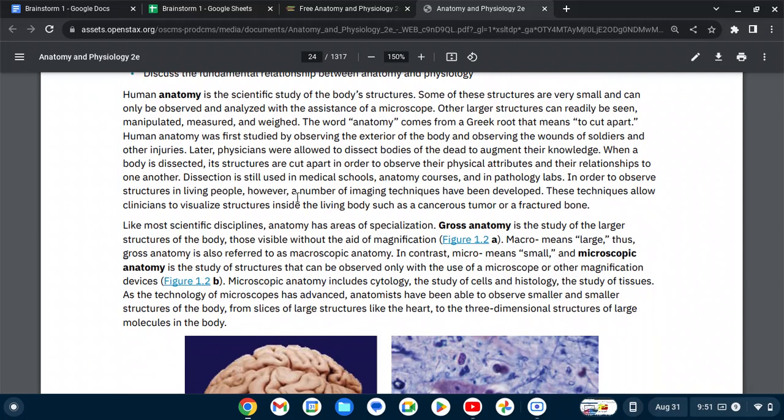The word anatomy comes from the Greek root that means to cut apart. Human anatomy was first studied by observing the exterior of the body and observing the wounds of soldiers and other injuries. Later, physicians were allowed to dissect bodies of the dead to augment their knowledge. When a body is dissected, its structures are cut apart in order to observe their physical attributes and their relationships to one another. Dissection is still used in medical schools, anatomy courses, and in pathology labs. In order to observe structures in living people, however, a number of imaging techniques have been developed. These techniques allow clinicians to visualize structures inside the living body, such as cancerous tumor or a fractured bone.